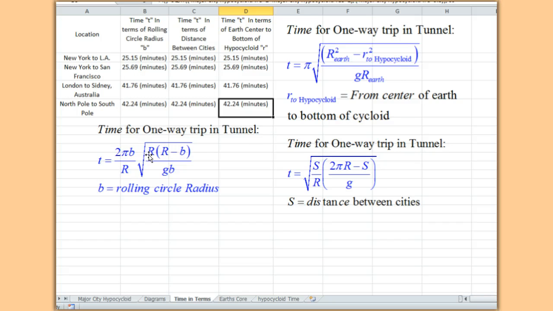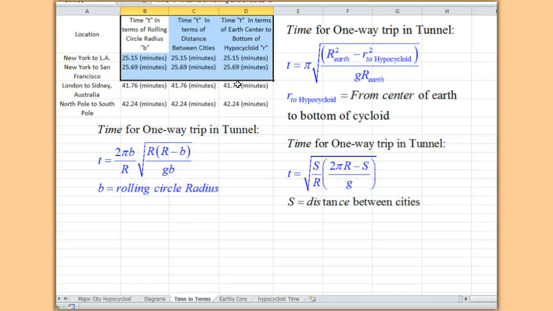Okay, the 3 time equations I gave in the presentation: time for one-way trip using the rolling circle radius, time for one-way trip using r from the center of the Earth to the bottom of the hypocycloid, and time for one-way trip in tunnel using the distance between the cities. I calculated all 3 of these for each one of our trips, and they came out the same. So that's what I want to show you about that.